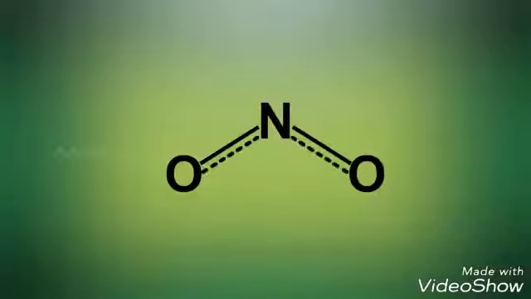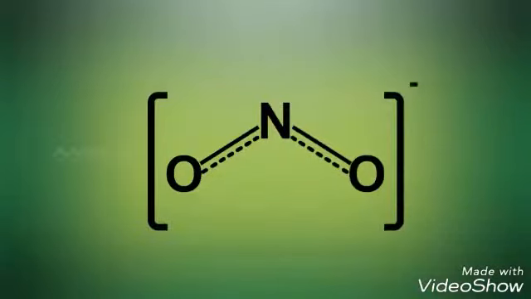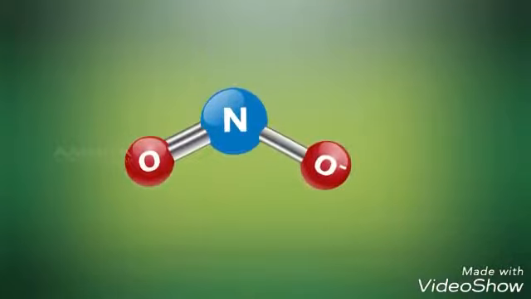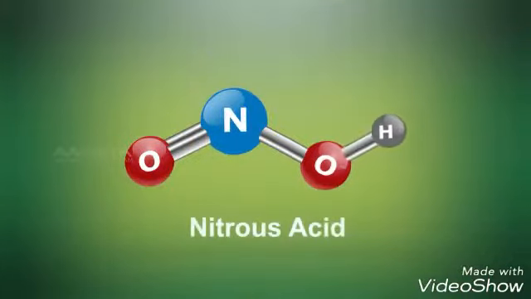Bond length and oxygen-nitrogen-oxygen bond angle of approximately 120 degrees. Upon protonation, nitrite ion produces weak nitrous acid which is unstable.